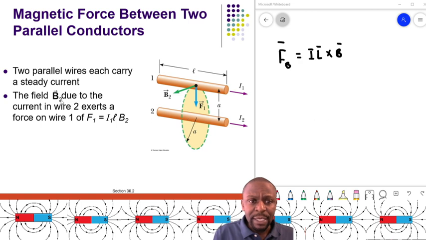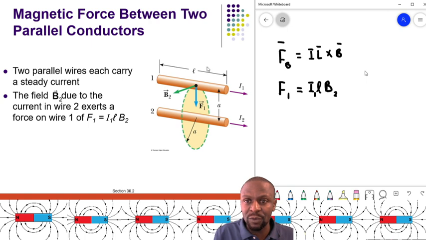Now in this case, the magnetic field B2 due to the current in wire 2 exerts a force on wire 1. If L is the length of the wire, I can write that equation as F1 equals the current times L times B, but that must be the current I1, and therefore that must be B2.